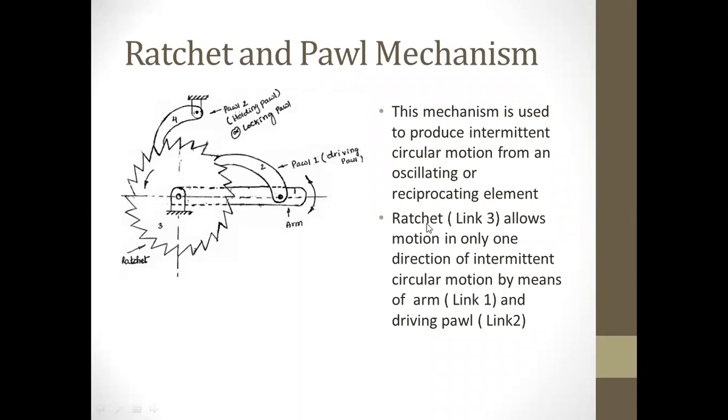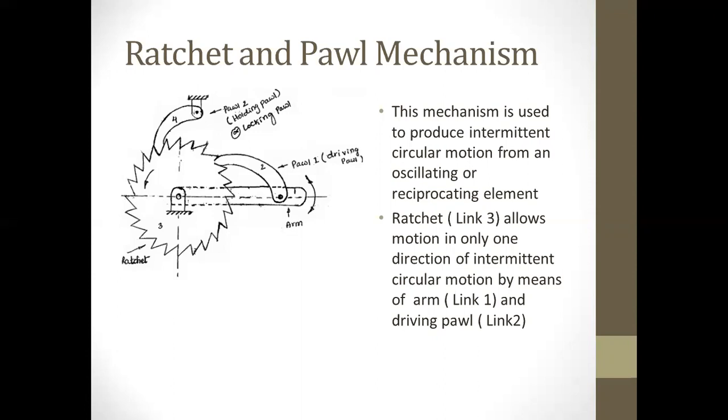The ratchet, or link number 3, you can see in the figure. So how many links are there here? You can see 4 links are there. The first one is the arm, the second one is the pawl, the third link is the ratchet wheel, and the fourth link is the another pawl. So the ratchet allows motion in only one intermittent direction, by means of an arm which reciprocates.